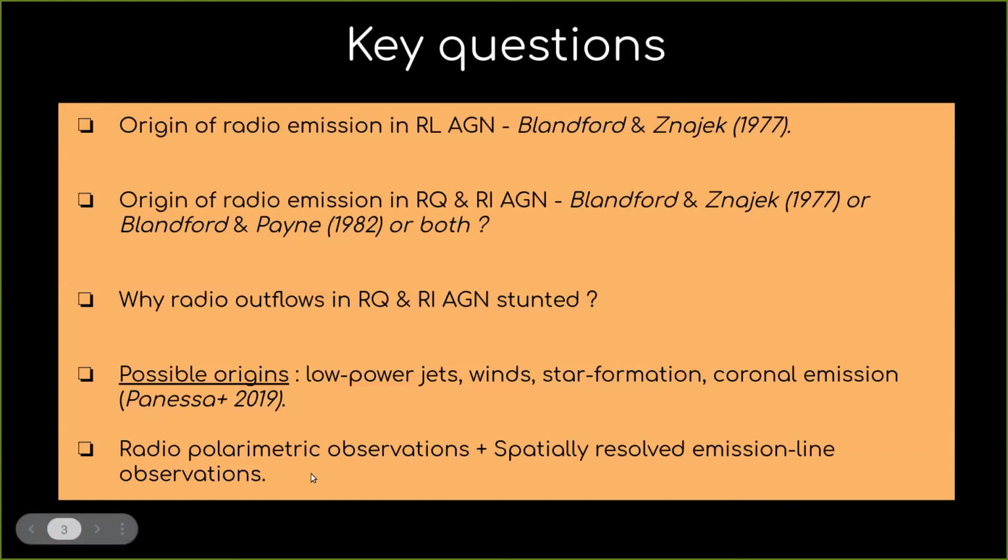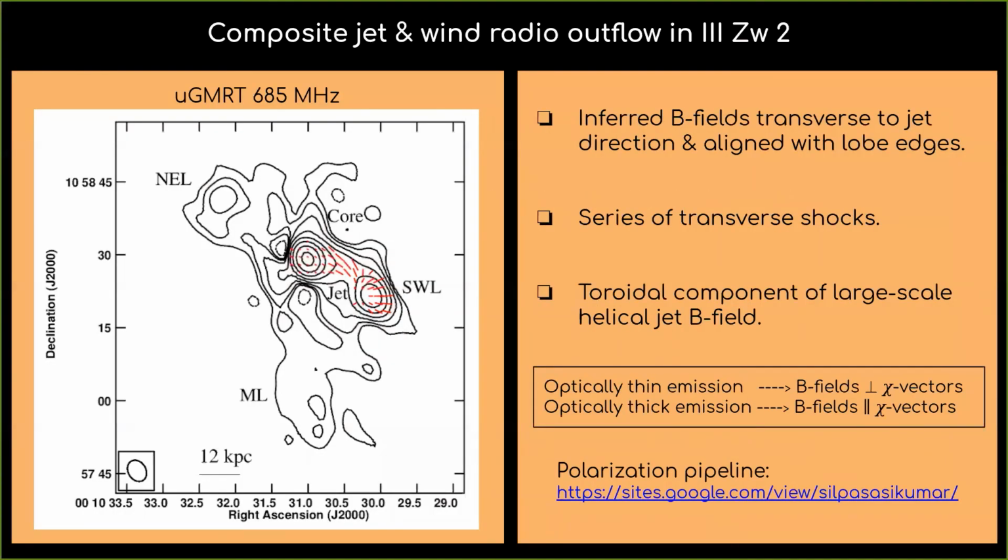Recent studies, including ours, have shown that radio polarimetric observations in conjunction with spatially resolved emission line observations have provided insights into these fundamental questions about the nature of radio outflows in AGN. So this is the first source I'll be discussing in today's talk. It is 3C Zwicky 2, which is a radio-intermediate quasar and also the first Seyfert galaxy where a superluminal radio jet was discovered. Here we present the upgraded GMRT 685 MHz contours of the source, where a triple radio structure comprising a hotspot, core, and hotspot is clearly detected.